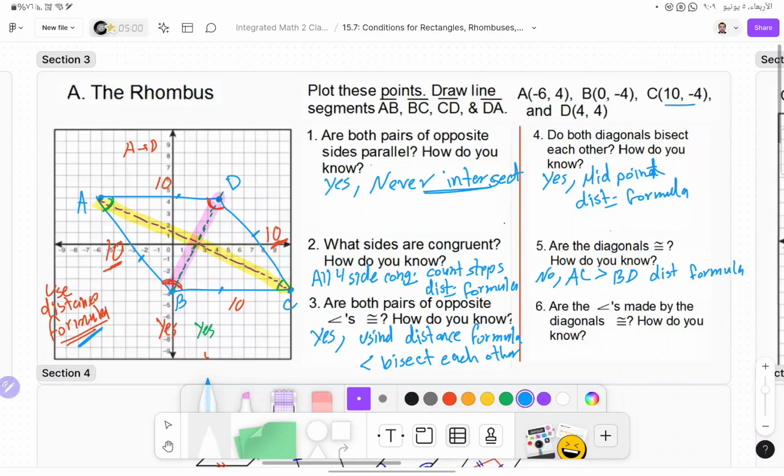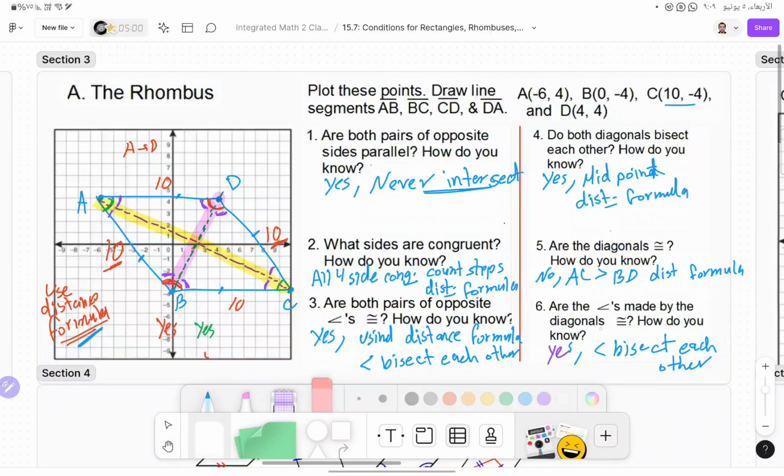Now question 6, are the angles made by the diagonals congruent? Is this angle here congruent to this one here? Yes. Is this one here congruent to this one here? Yes. Same thing here. Are they congruent? Yes. Why? You can say yes, because the angles bisect each other. So this is the rhombus, and this is what we learned about the rhombus.